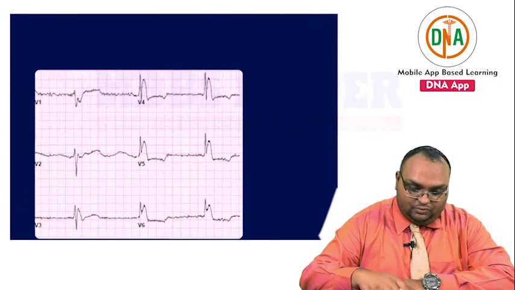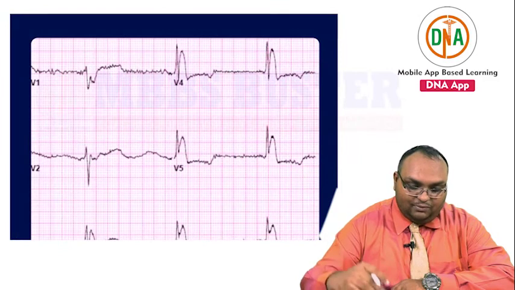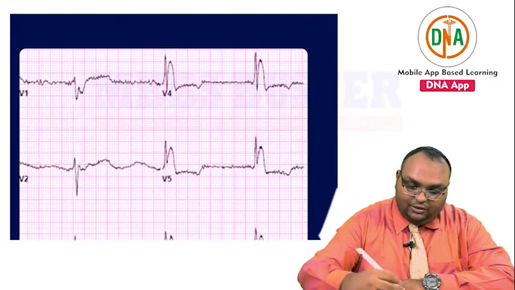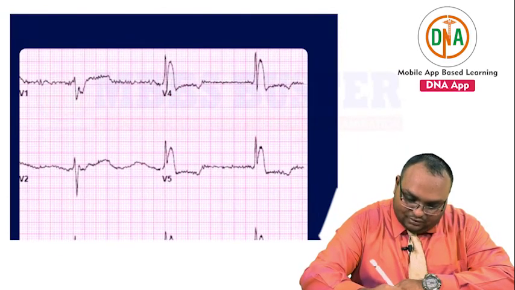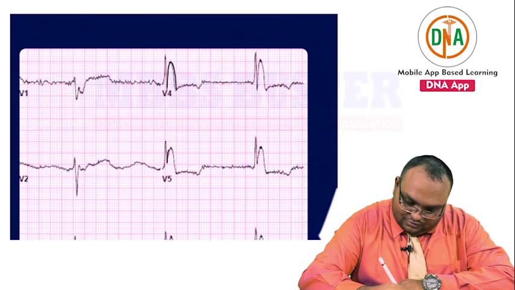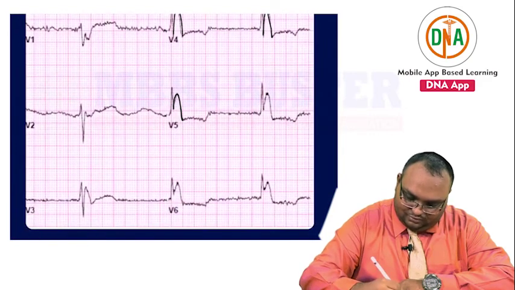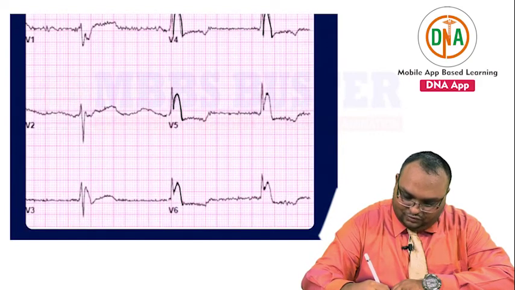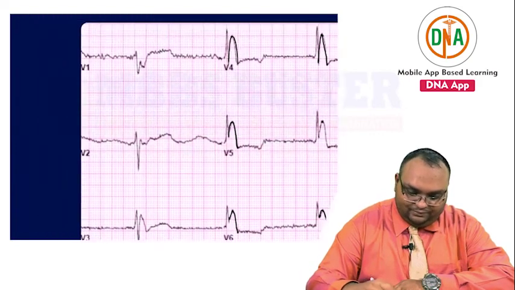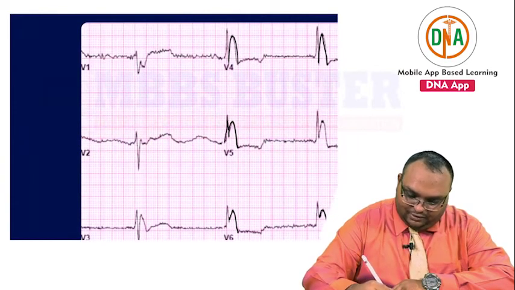If you look carefully at the ECG, can you see something abnormal? Definitely you can. What is the abnormal thing you see? This wave, this wave, this wave, this wave, this wave, right? Having this typical appearance, right?